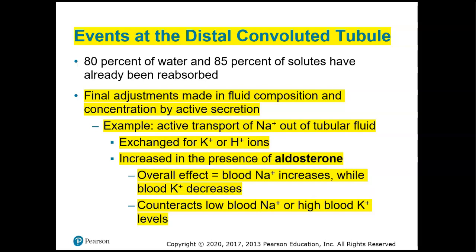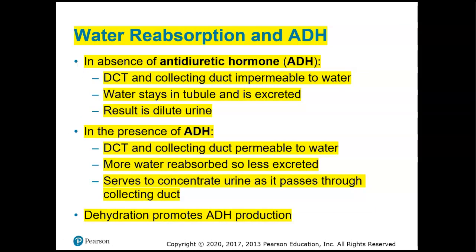Because if aldosterone causes the sodium in your blood to increase, water's going to follow. So it's also going to increase the volume of water in your blood. It's going to increase the overall volume of your blood, which will increase your blood pressure. So these are all adjustments that are made to fine-tune the concentration of your blood and also the blood pressure itself.